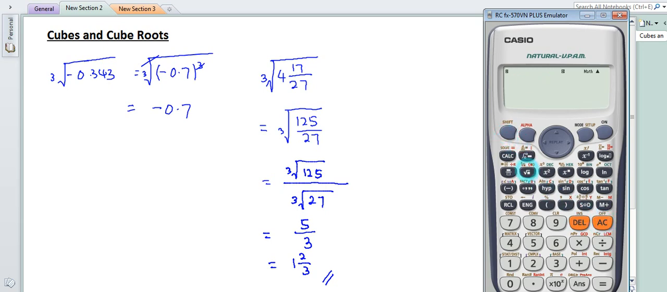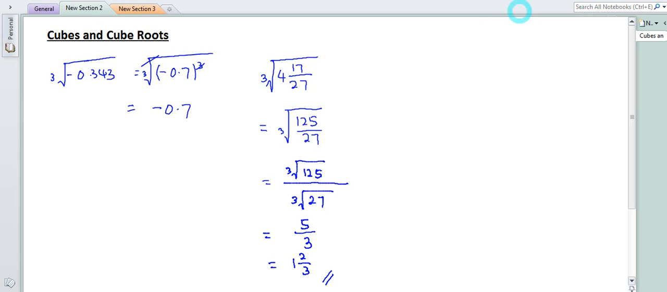Just press this one. Okay, key in the mixed number here: 4, 17, 27. Press equal, you get 5/3. If you want to change it to a mixed number, press this one, 1 and 2/3. Okay, so now I think it should be okay about how to find the cube of a number and also how to find the cube root of a number.